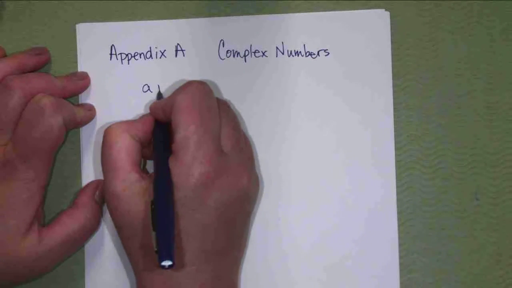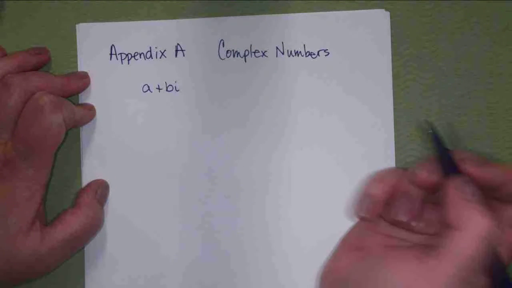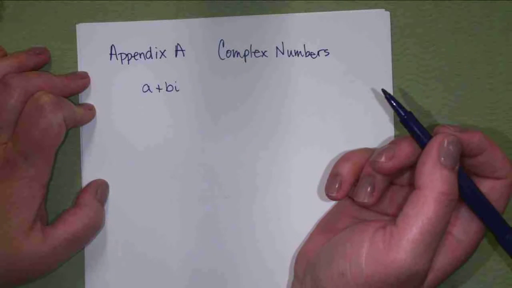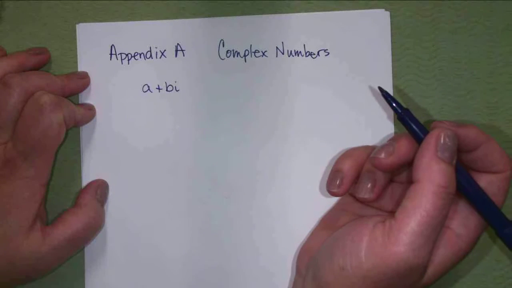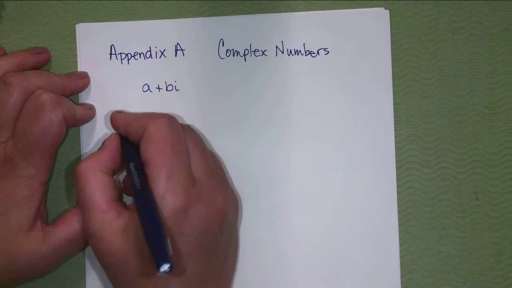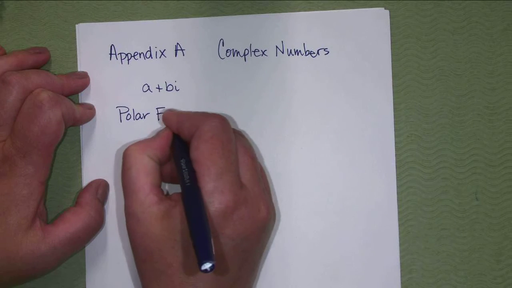So a complex number had two parts, a real part and an imaginary part, and we did addition, multiplication, subtraction, the conjugate, the length. So what we were going to start with today is what's called polar form. Okay, so polar form.